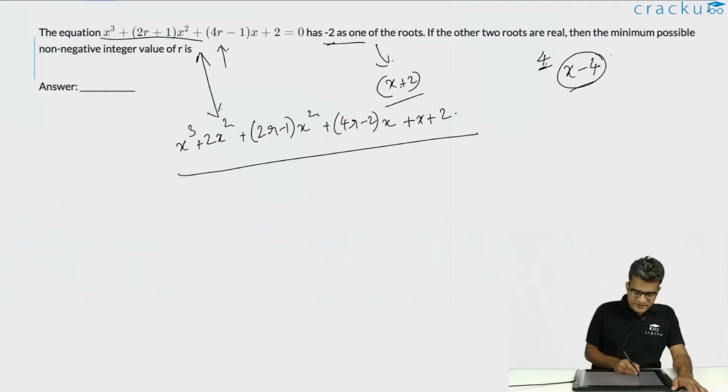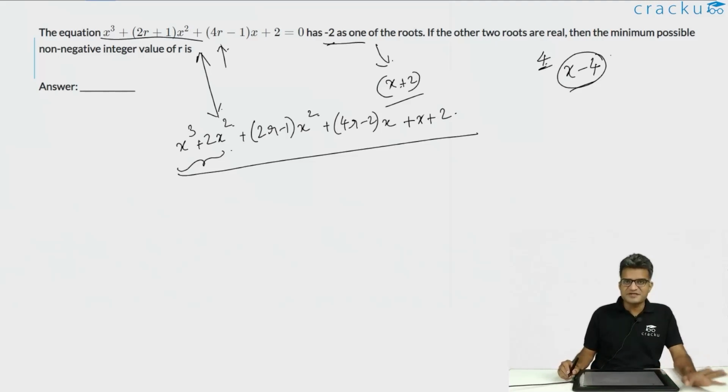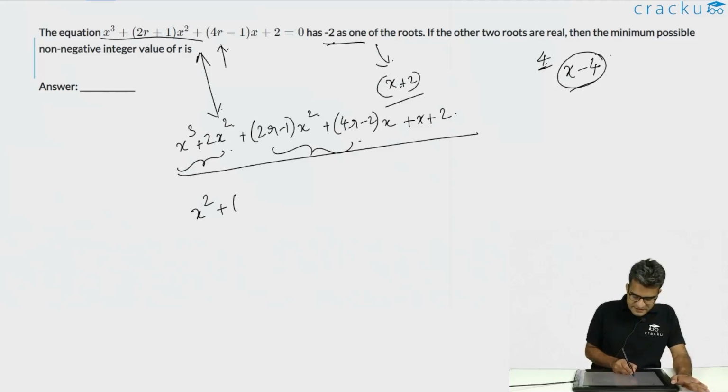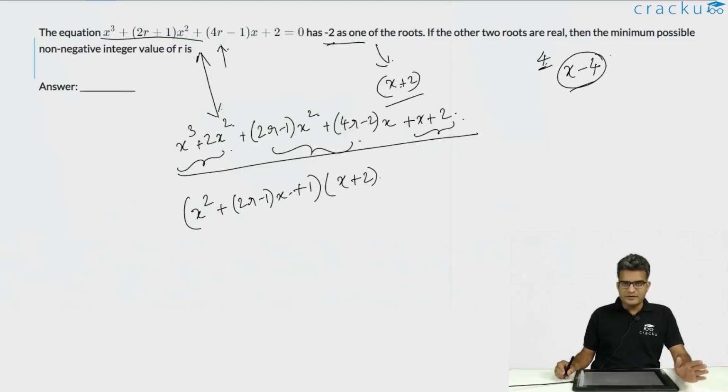But over here, from these first two terms, we can take x plus 2 common. This will be x square into x plus 2, plus (2r minus 1) into x plus 2, and this is plus 1 into x plus 2. So essentially this given polynomial is of the form (x square plus (2r minus 1) x plus 1) into (x plus 2) equal to 0.